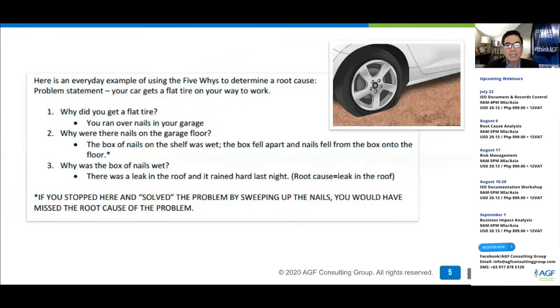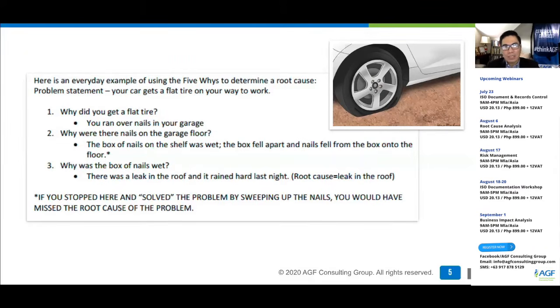I'm also always asked this question, Sir Jong, does it always have to be 5 whys? Okay, very good question. I never thought of that. The answer to that question is it depends, all right? For as long as you believe that you have already stumbled upon the root cause, then you can stop asking why. So having said that, you can simply ask 2 whys or 3 whys or 4 whys or even 100 whys for as long as you believe that that's the root cause already.